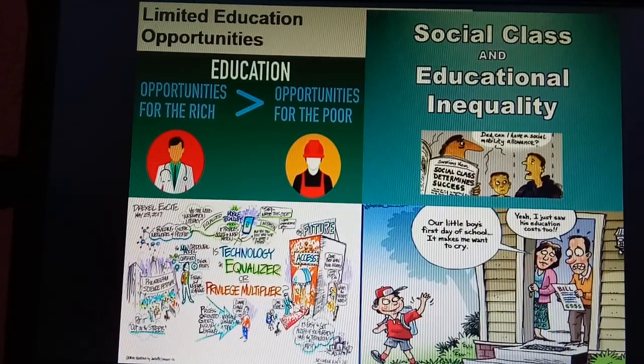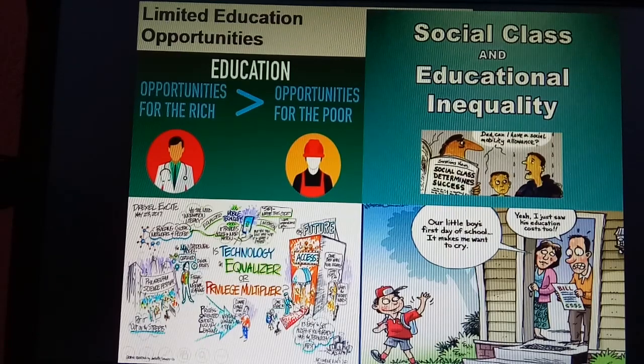Last, we have limited education opportunities. They say that education is the greatest equalizer. We still have to hold on to that belief, no? Because after all, education can still change our present state of life. Education is there to help us at least elevate our status in life.